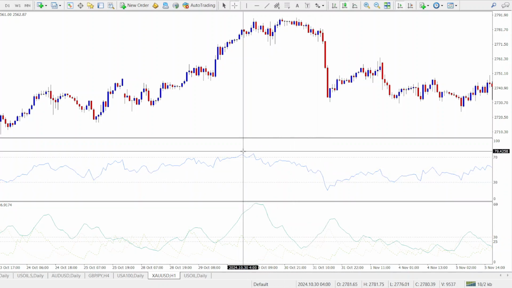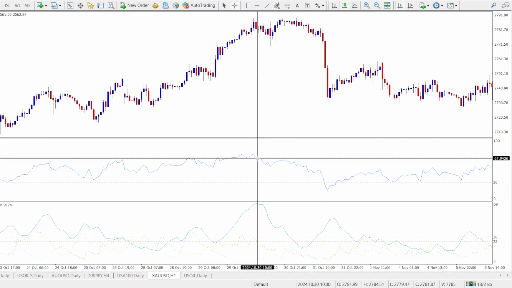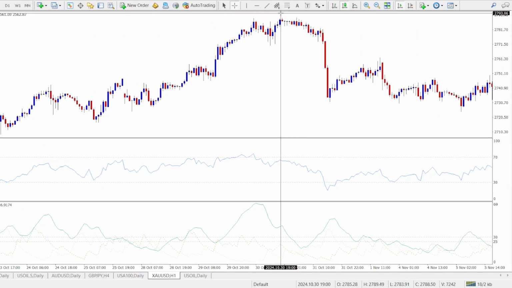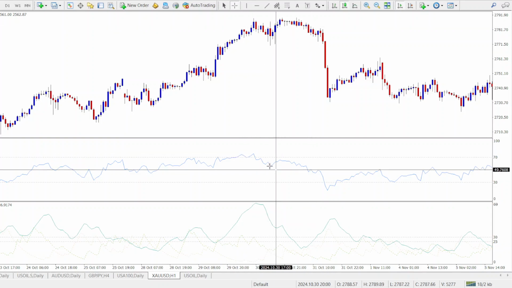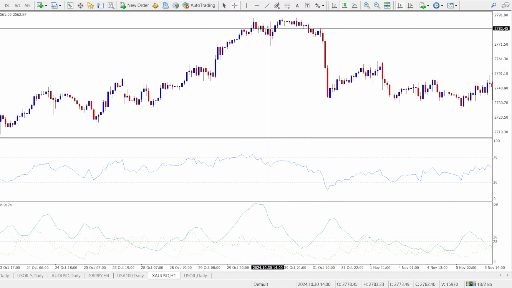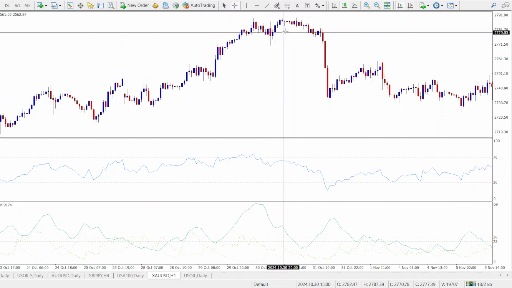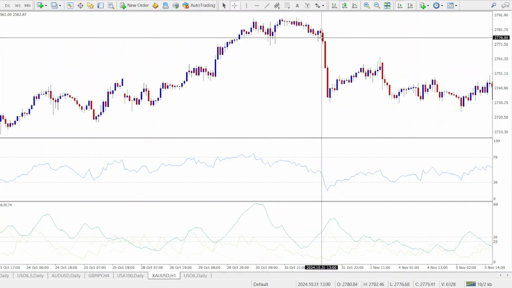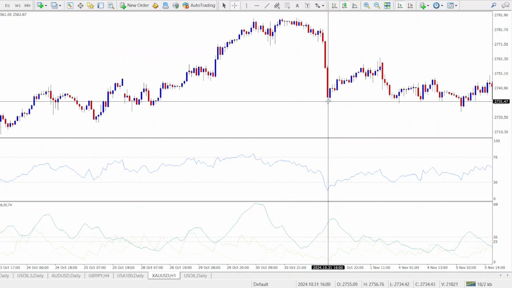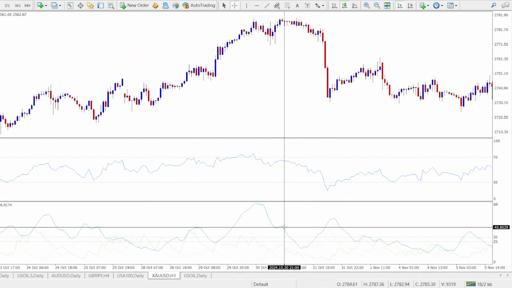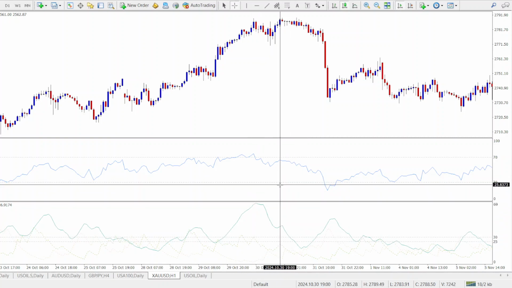So if you had entered a sell immediately here, in as much as you wouldn't have gotten stopped out because the price was consolidating, you would have been in that trade without any tangible change in price until this point before the price finally fell. So that is the reason why the ADX actually helped to complement the signal from the RSI.